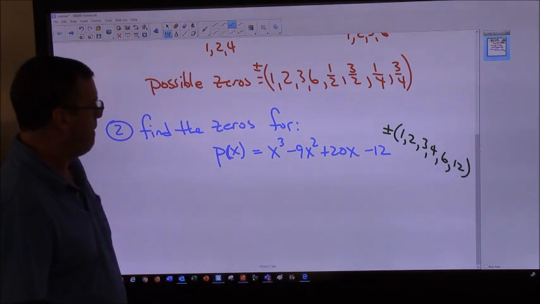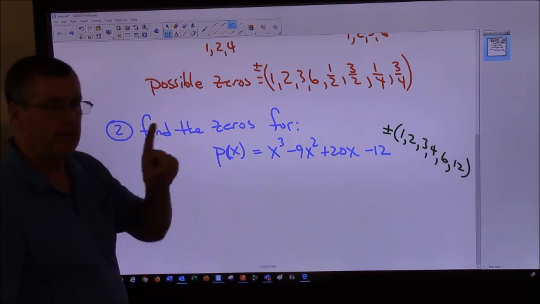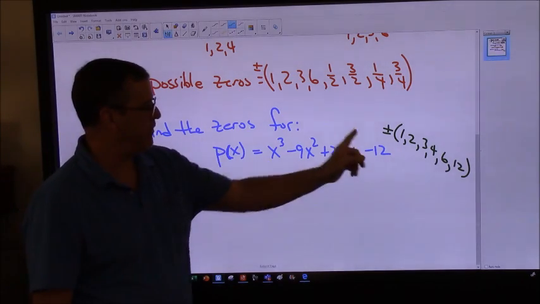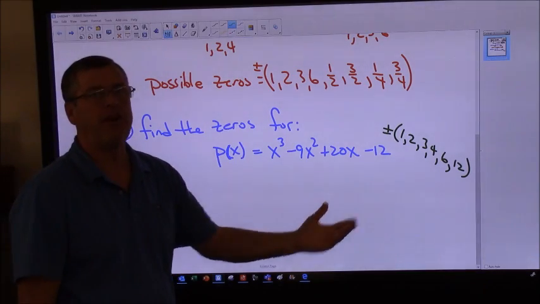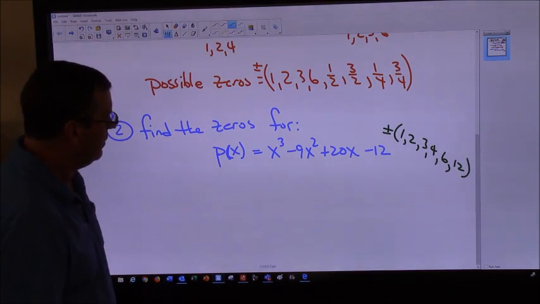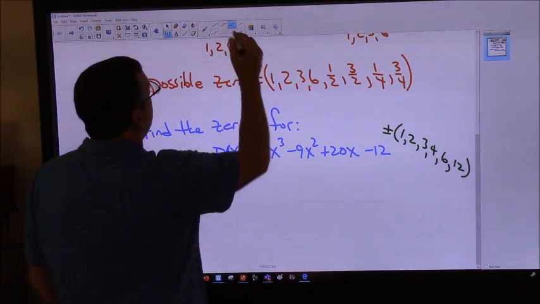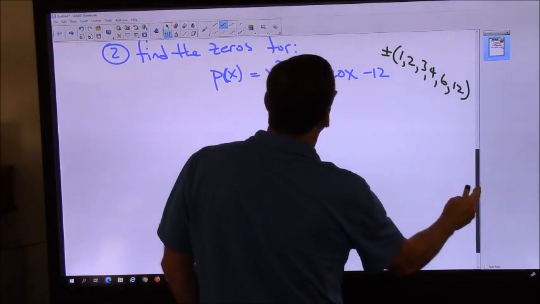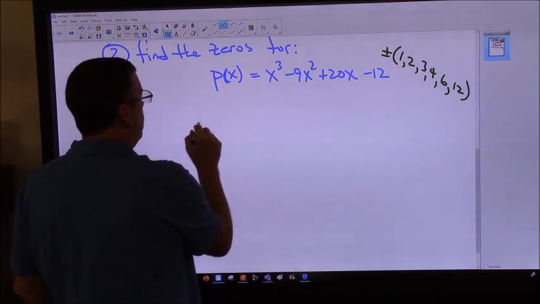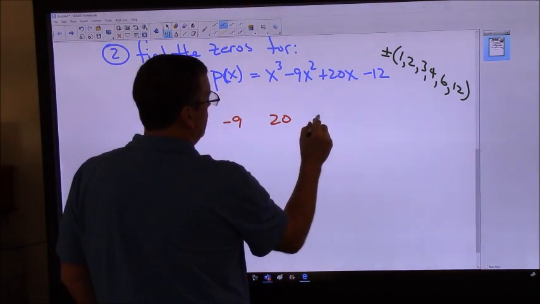Okay, divided by all the factors of this first coefficient, which is the number 1. So divide all these by 1, you just get the same list. Okay, I like it when this happens. There's no fractions to worry about. So now I just need to do synthetic division and pick some numbers and try it. So let me set up my synthetic division. I've got 1, -9, 20, and -12.